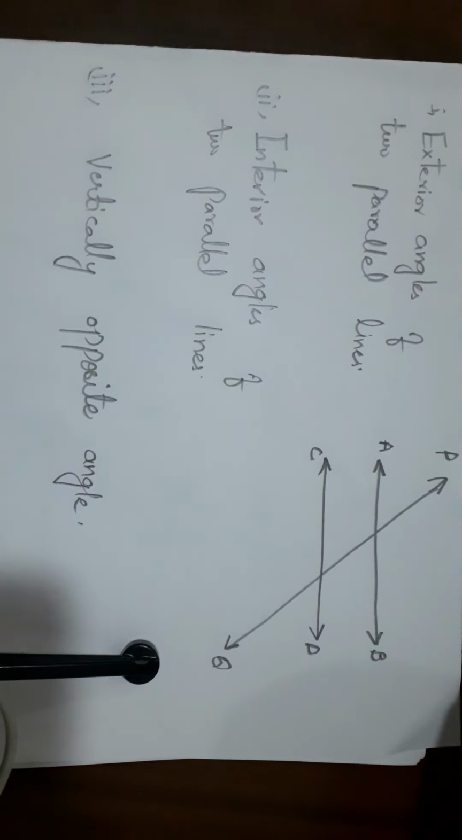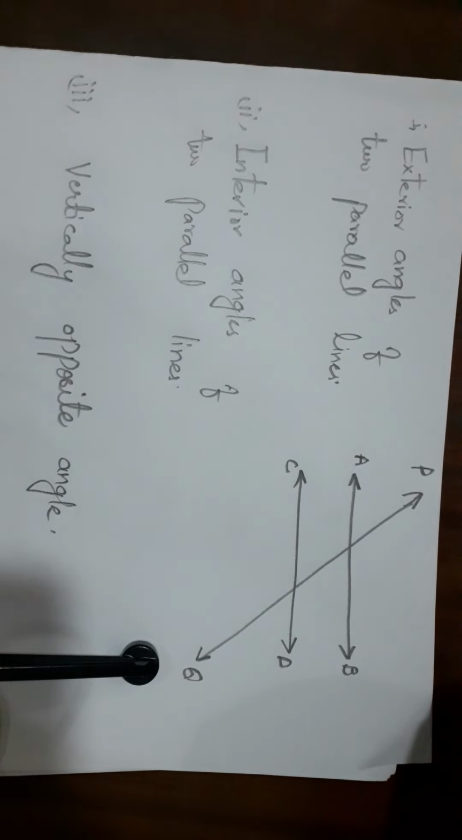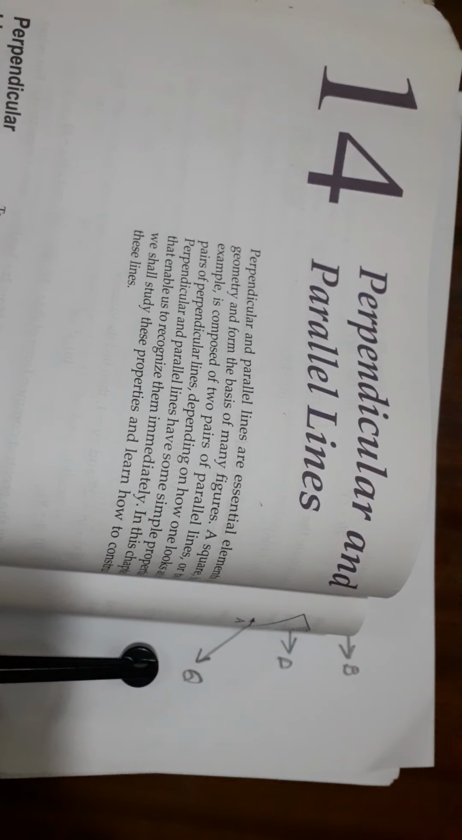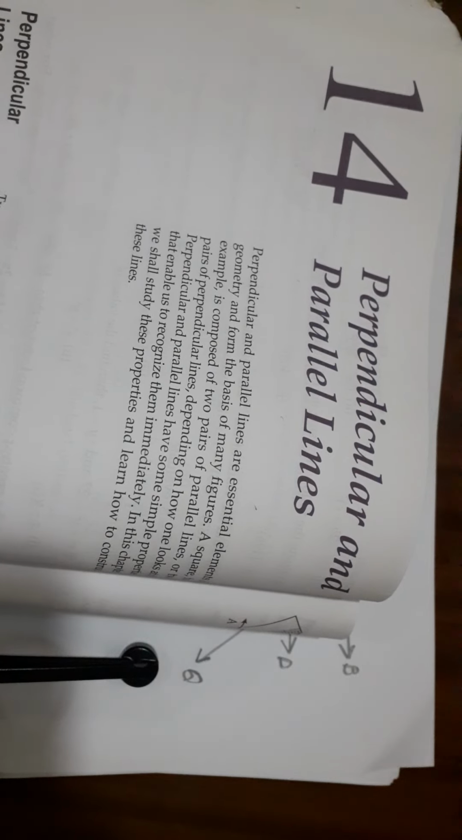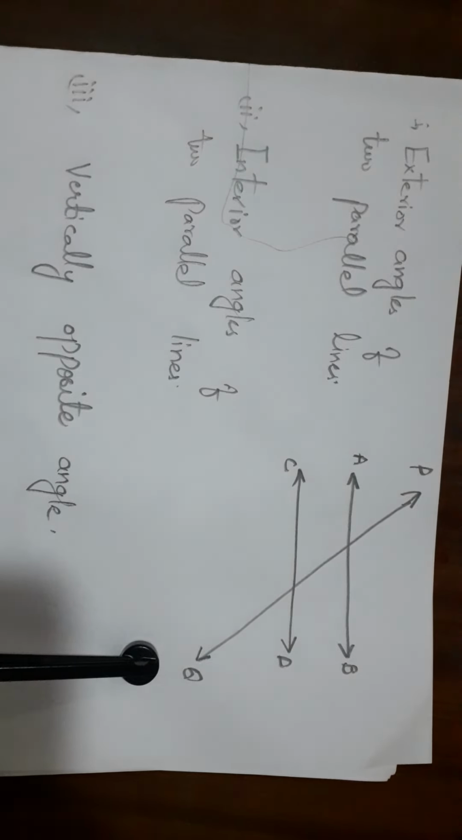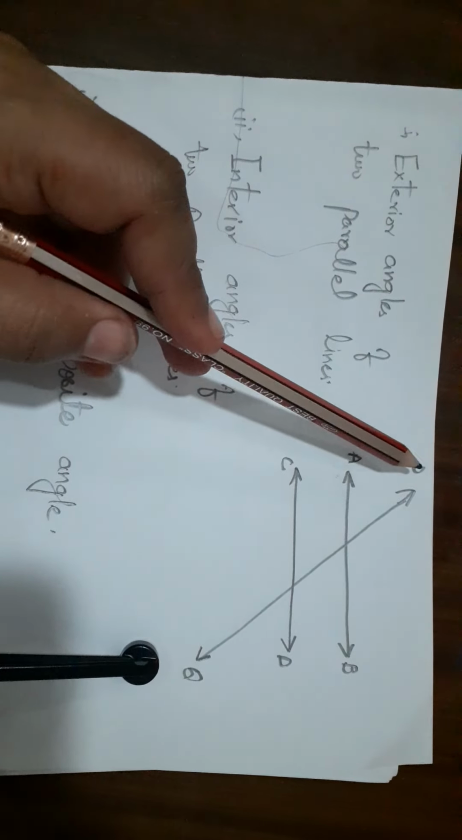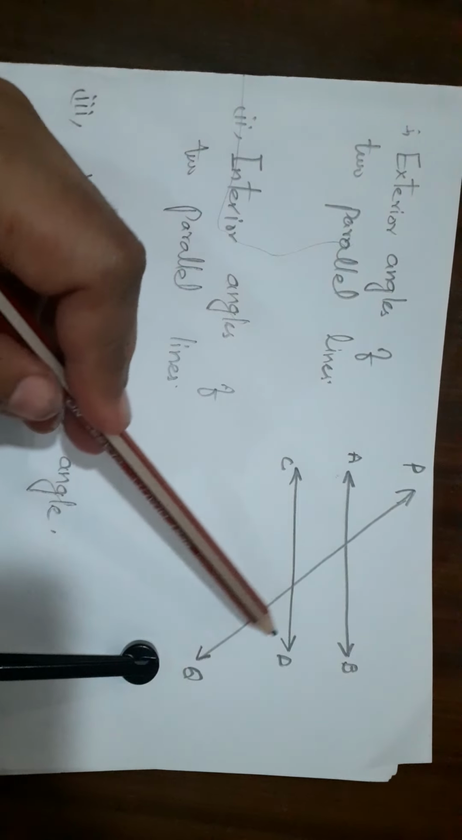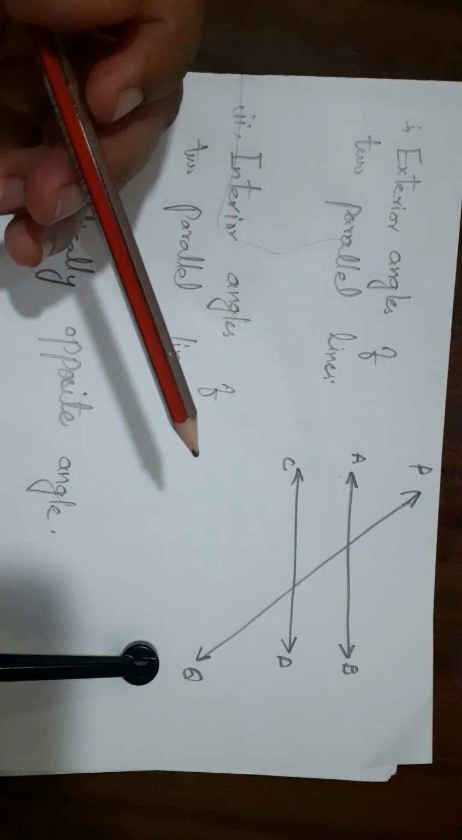Students, today we have to start a very important topic. We start the chapter on perpendicular and parallel lines, chapter number 14. The most important thing in this chapter is that the two lines AB and CD are parallel, and the other line PQ is the transversal of these lines. Okay, page number 98.